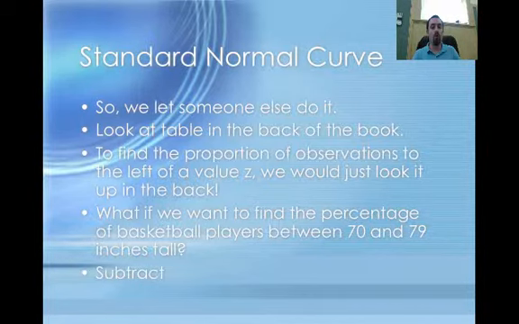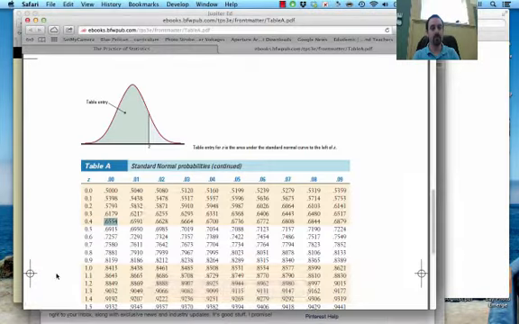All right. What we're going to do here is find the area to the left of 70 and the area to the left of 79 and subtract the two. This is an important point because the table only gives you areas to the left of z. So if I want to find areas to the right of z, I have to remember that this entire area is 1. So I'm going to do 1 minus this area.